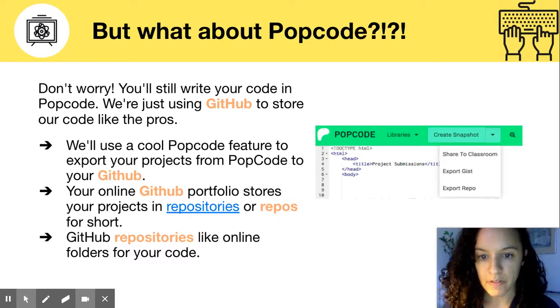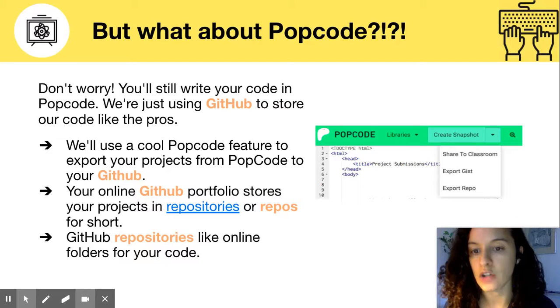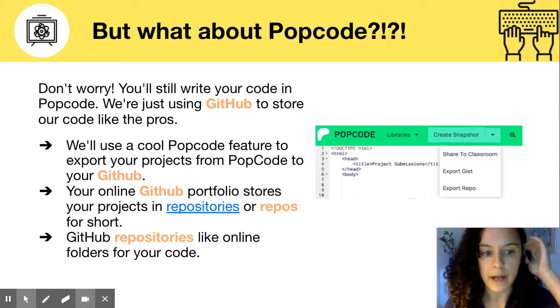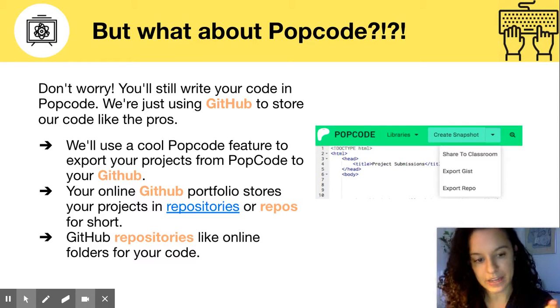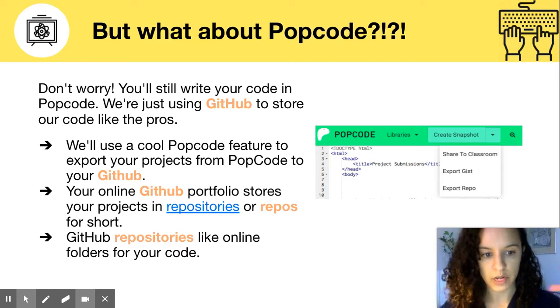Your online GitHub portfolio stores your projects in repositories, or repos for short. So that's just the name of where they live, okay? They're called repositories, or you can call them repos. GitHub repositories are like online folders for your code. So let's say you wrote an essay, right, and you had a sheet of paper with your essay. You might store it in a folder. This is where we're storing our code in GitHub.